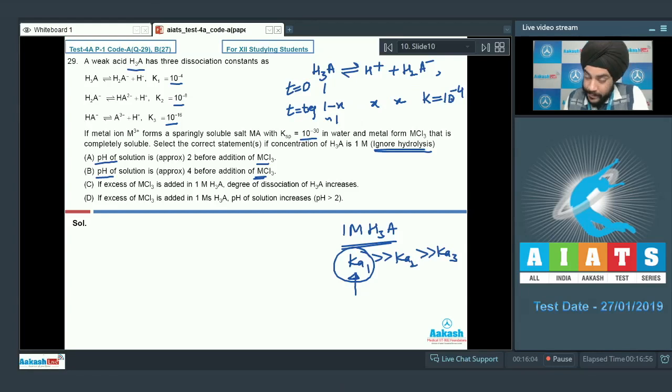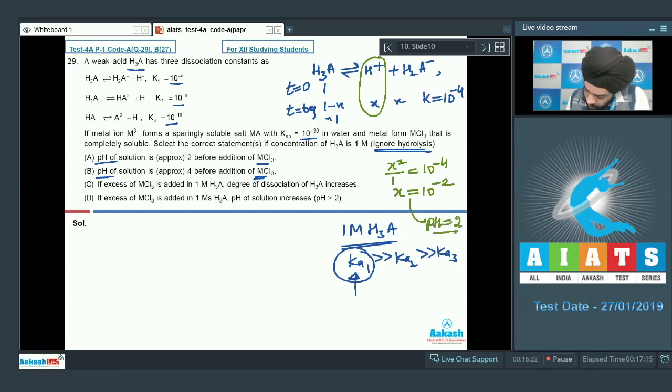And we know that this X can be neglected with respect to 1. So if we solve for this K value, we're going to have X square upon 1 equal to 10 to the power -4. So the value of X is equal to 10 to the power -2. So the X here equals the H plus ion concentration. So from this we are going to have a pH value equal to 2. So out of given statements A and B, we can see that the statement A is correct, whereas the statement B is not. The pH is not equal to 4, the pH is equal to 2.